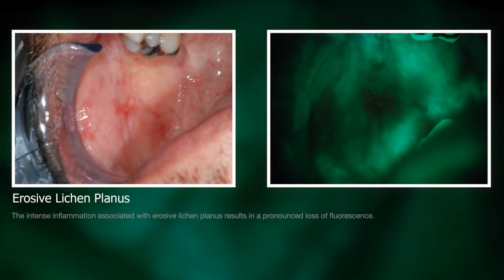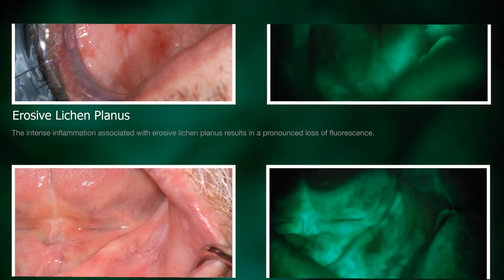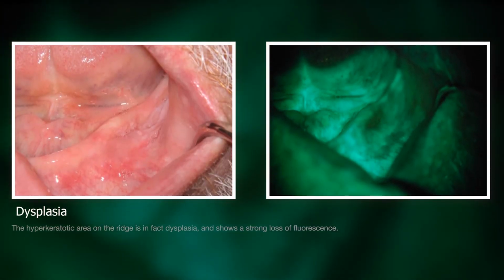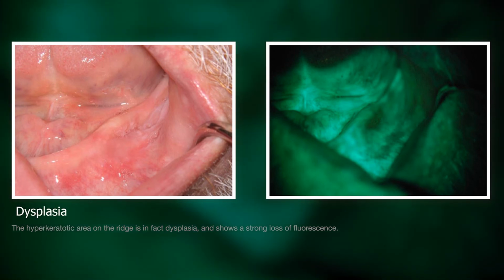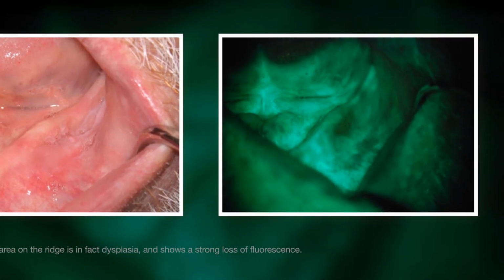The intense inflammation associated with erosive lichen planus results in a pronounced loss of fluorescence. Note the hyperkeratotic area on the ridge. If this lesion showed increased fluorescence, it would most likely be a simple case of uninflamed hyperkeratosis. In this example, however, the area shows a strong loss of fluorescence and is, in fact, dysplasia.